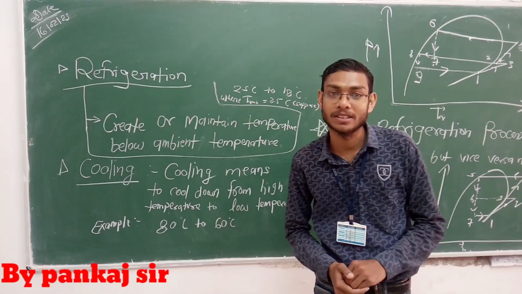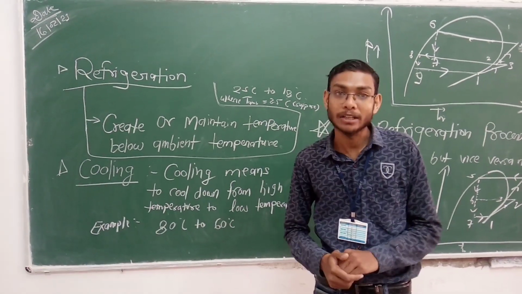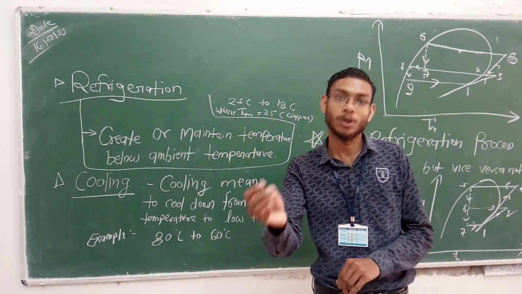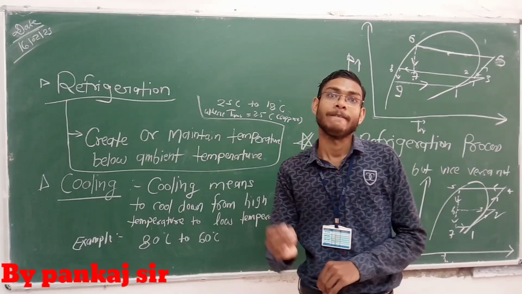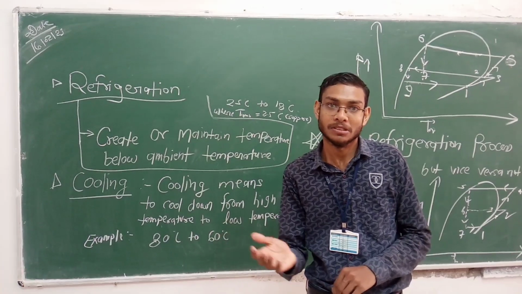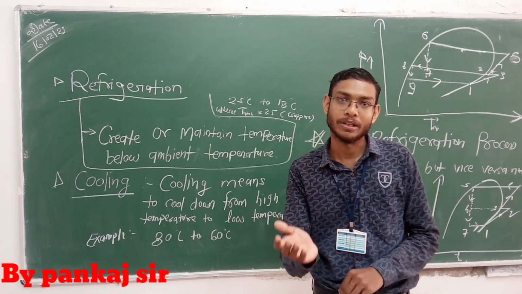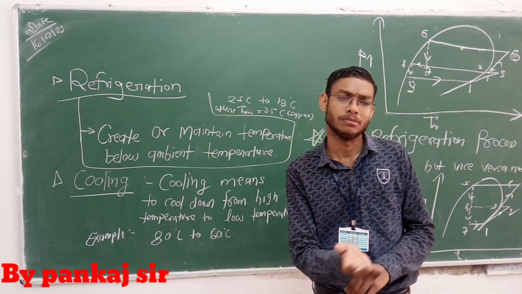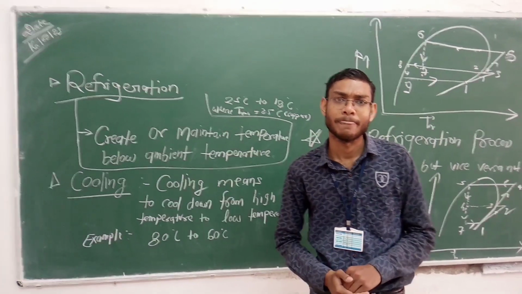But in cooling process, it is not a hard and fast rule that the temperature should be lowered below ambient temperature, like from 80 degrees Celsius to 60 degrees Celsius, or from 25 degrees Celsius to 15 degrees Celsius.